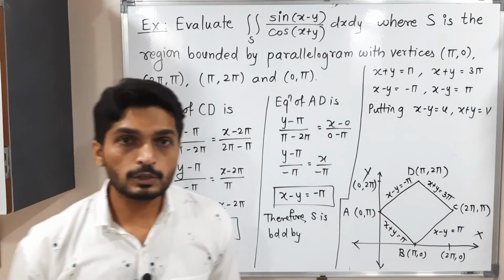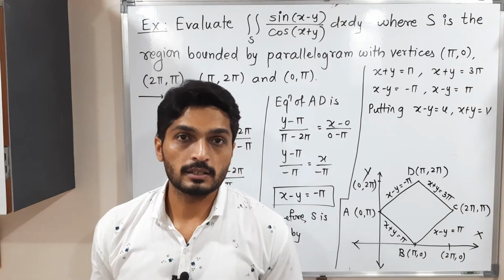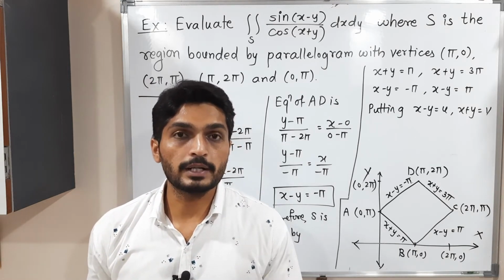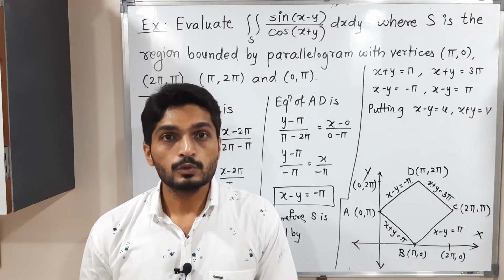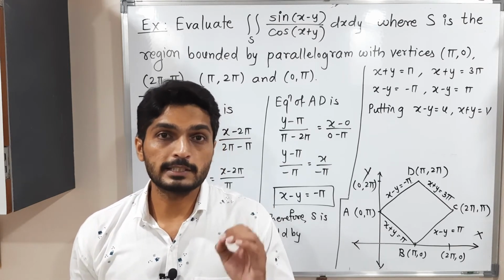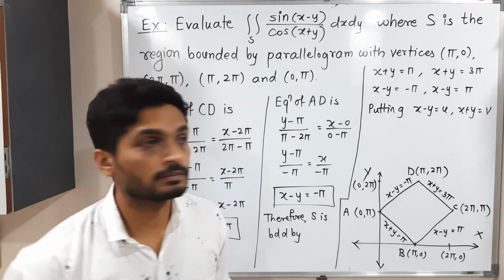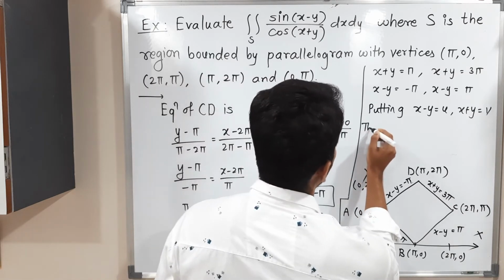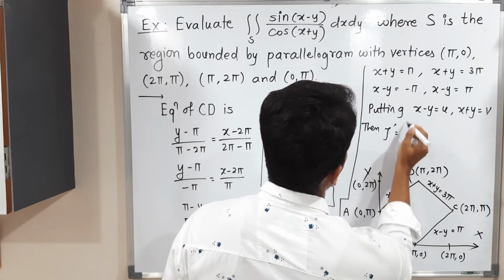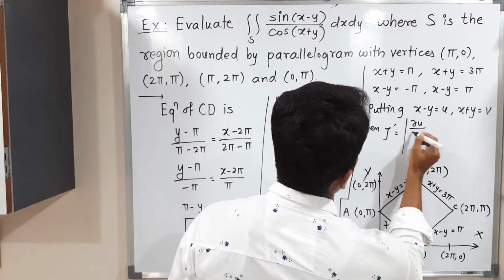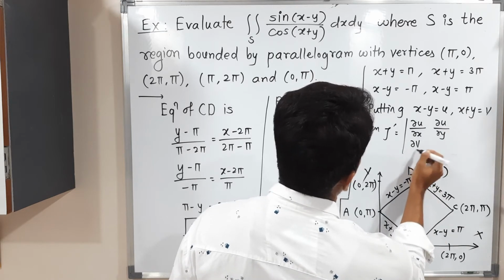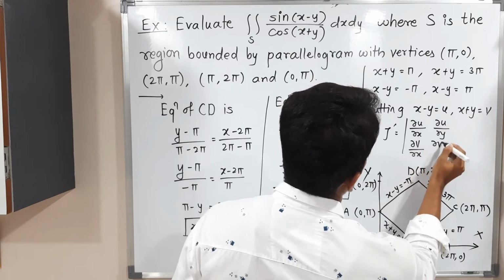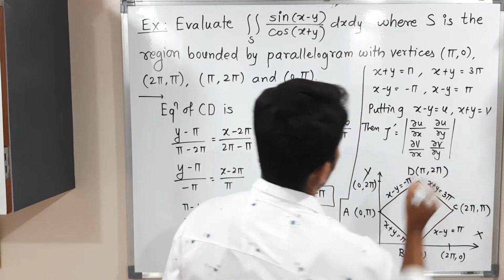After the substitution, our next task is to find the Jacobian. But the Jacobian is difficult to calculate here, so I will go for J dash, and our Jacobian is nothing but the reciprocal of J dash. The formula for J dash is the determinant of del u by del x, del u by del y, del v by del x, and del v by del y.